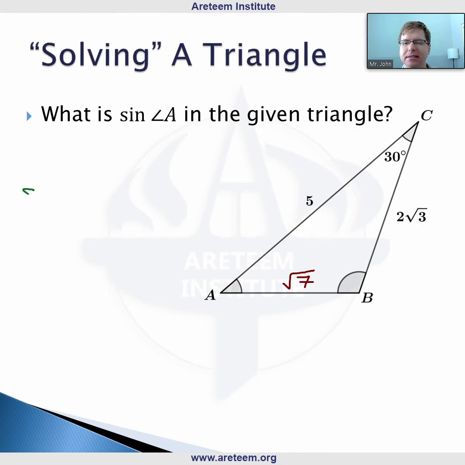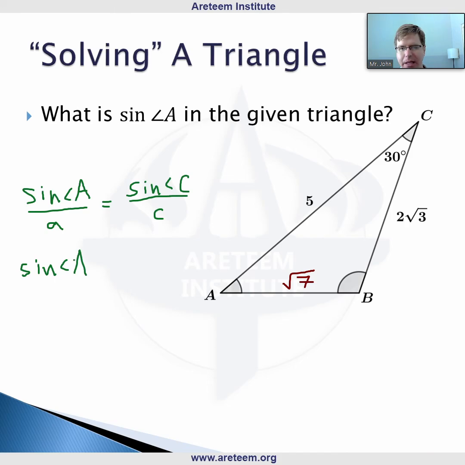The law of sines says sine of angle A divided by a is equal to sine of angle B divided by b. Just thinking a second though, do we know anything about angle B? No. So let me write this as equal to sine of angle C divided by c. Do we know what sine of angle A is? Nope, that's what we're looking for. But we do know a, that is 2 square root of 3.